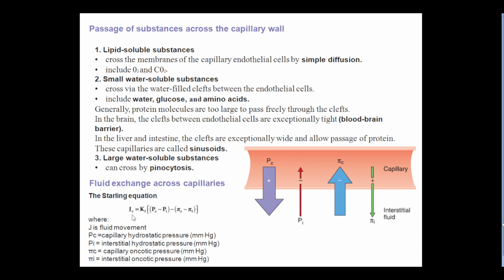This is the net filtration of fluid movement, this is the coefficient, and you can look at it as the difference between hydrostatic pressures, like hydrostatic capillary and hydrostatic interstitial, because they are in opposite directions. That's why the difference. Minus the difference of oncotic pressures for the same reason. One is opposing, one is favoring.